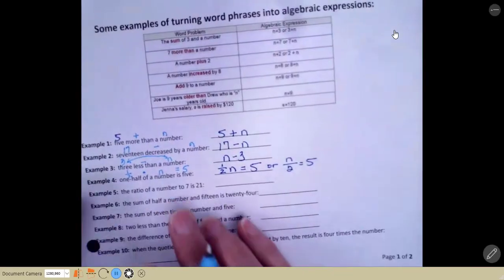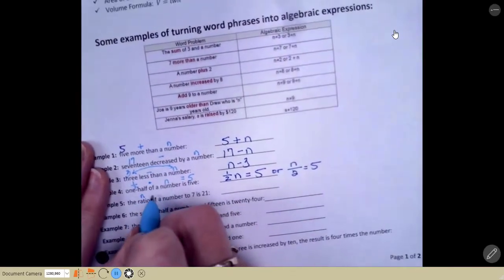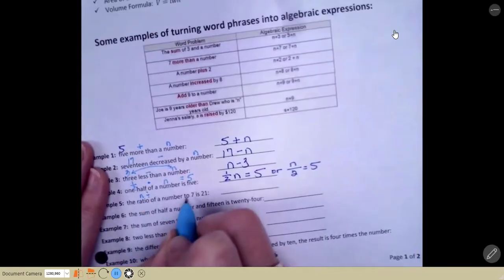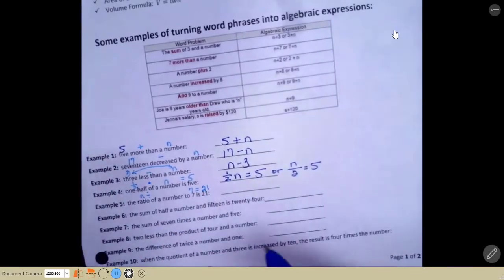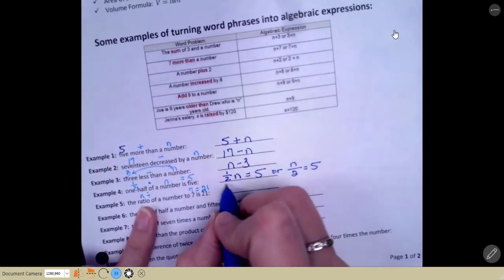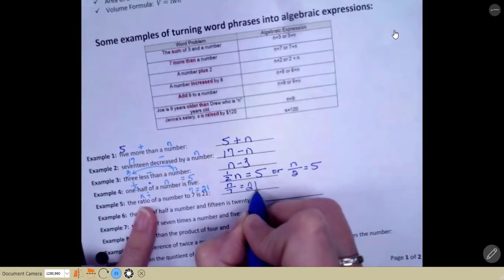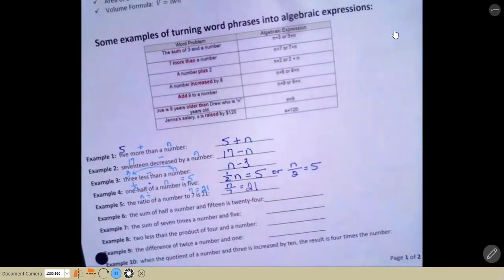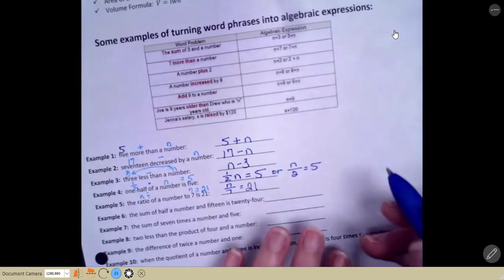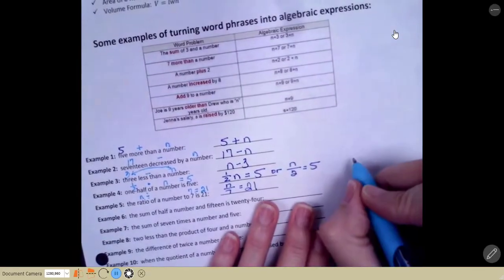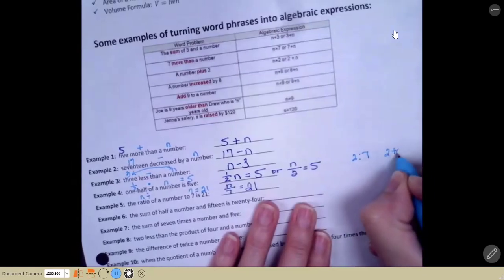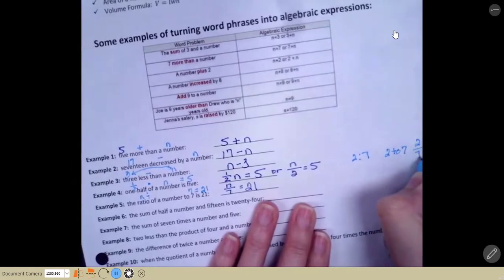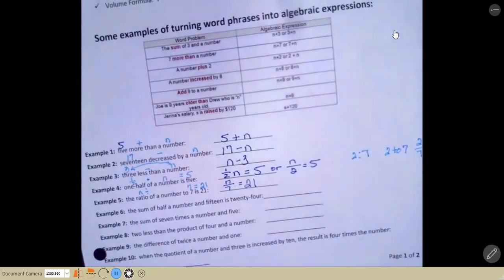So the ratio of a number, so ratio means division, to 7 is 21. So we would write this, and remember, we don't want to write the division sign. We want to write it as n over 7 equals 21. Okay. So ratio, when you were in 8th grade, you might have done ratio as like 2 to 7, or 2 over 7. But all of them actually represent division.